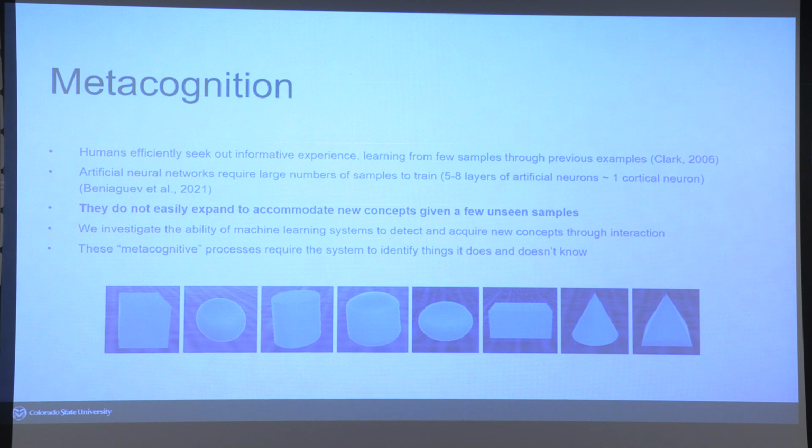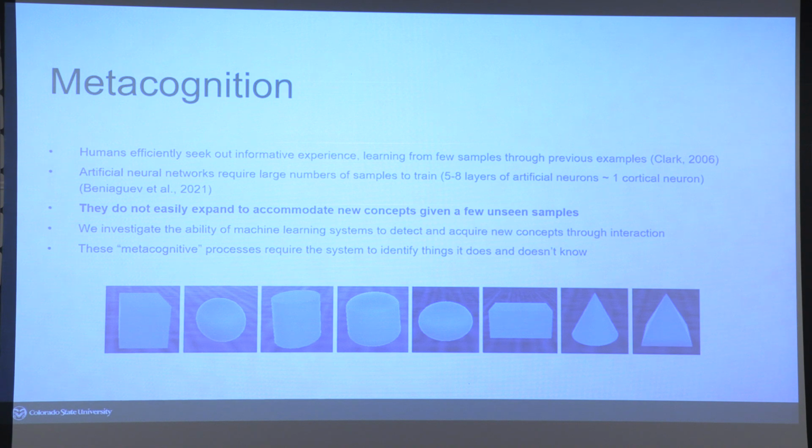Humans are very known for seeking out informative experiences and learning through just a few samples. Prior literature has shown that artificial neural networks require approximately 5 to 8 layers of artificial neurons, and this particular paper did not specify how many neurons in that layer, to approximate the computational power of one cortical neuron. Additionally, artificial neural networks also don't easily expand to accommodate new concepts given a few unseen samples. This is a well-known problem that many of us in this room are attempting to tackle. So we're investigating this through the angle of embodiment and interaction.